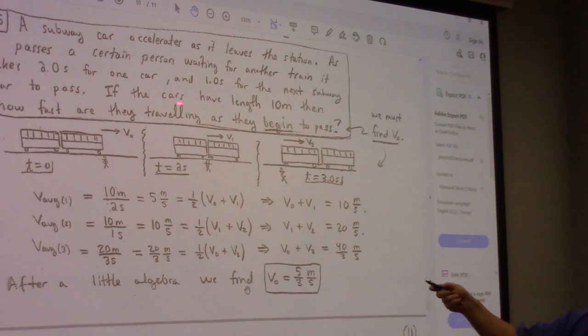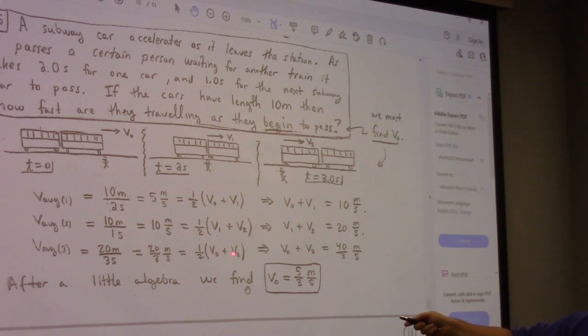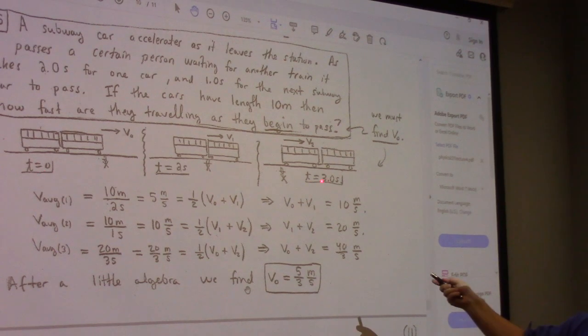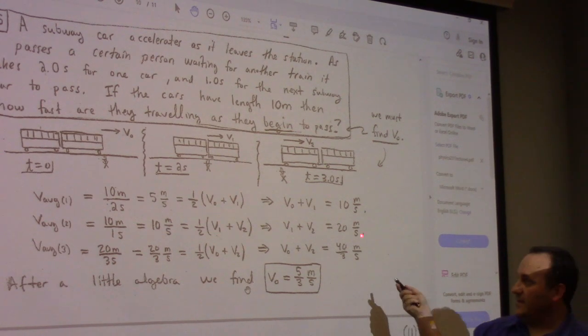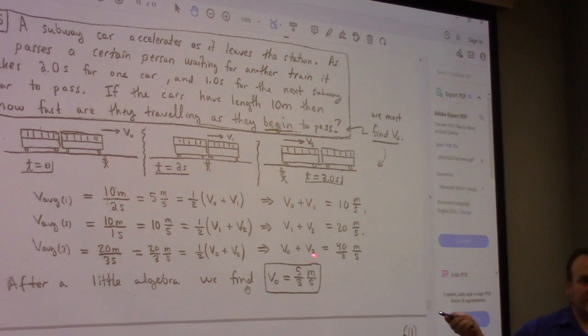See, because going from the start to the end, the final velocity is v2, the initial velocity is v0, so I have v0 plus v2 divided by 2. What's the average velocity overall? Well, I've gone from t equals 0 to t equals 3, 3 seconds. How far? Well, 20 meters, right? So 20 divided by 3, so I have that. And then, my friends, we have 3 equations and 3 unknowns, and you've all had college algebra, so you can solve 3 equations and 3 unknowns. And when you do that, you get 5/3 meters per second.